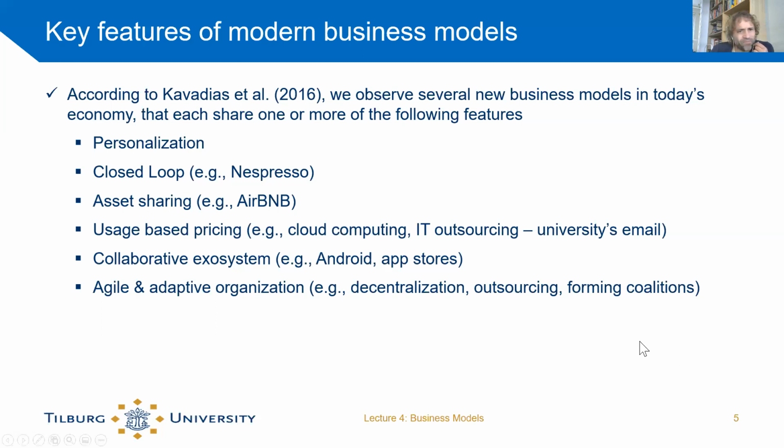And finally, I think that's also less relevant for us, but more for real business and management students, is that you see that organizations increasingly become less and less formal. So they become agile and adaptive because they decentralize, they outsource, they form coalitions with other organizations. It's less interesting for us, but we will spend some time with that when we talk about virtual organizations in lecture 9 or 10 or so.